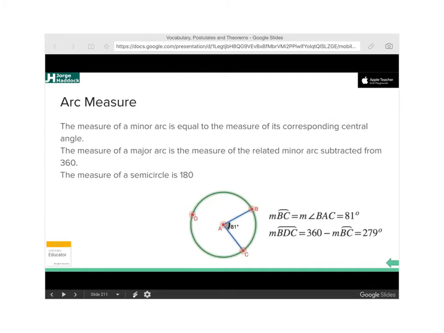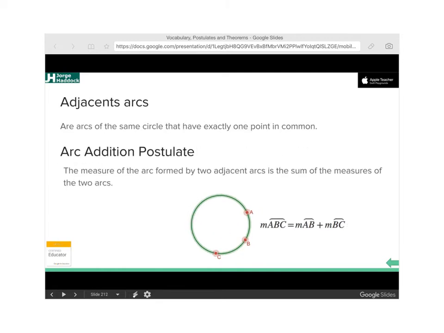The arc measure is the same as its corresponding central angle. The measure of a major arc is 360 minus the measure of the related minor arc. Adjacent arcs are arcs in the same circle that have exactly 1 point in common. The measure of the arc formed by 2 adjacent arcs is the sum of the measures of the arcs. So, for example, if I add arc AB plus arc BC, that's equal to arc AC.